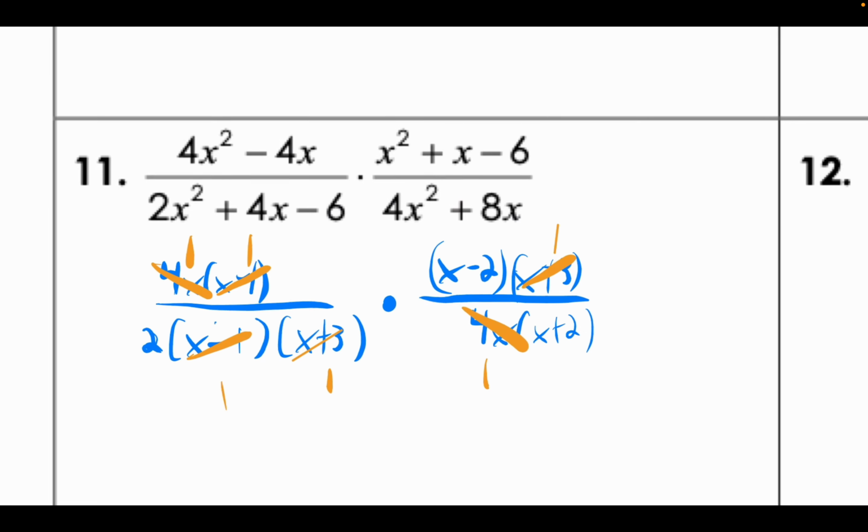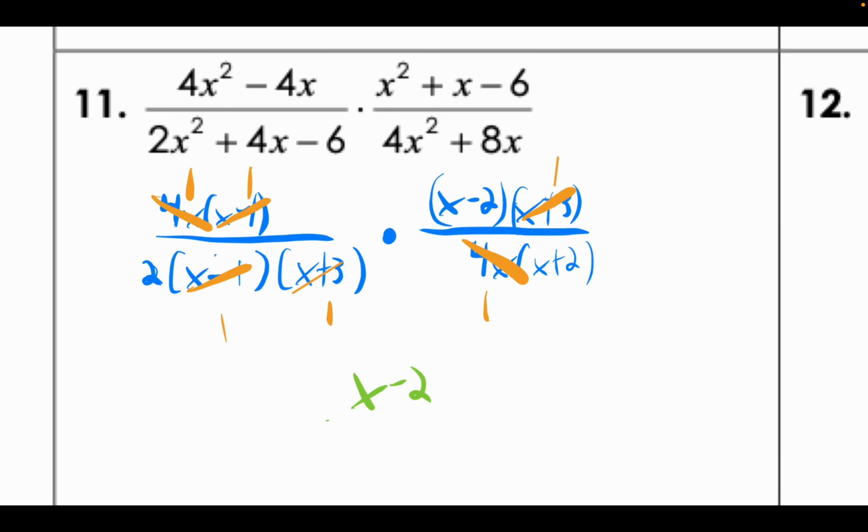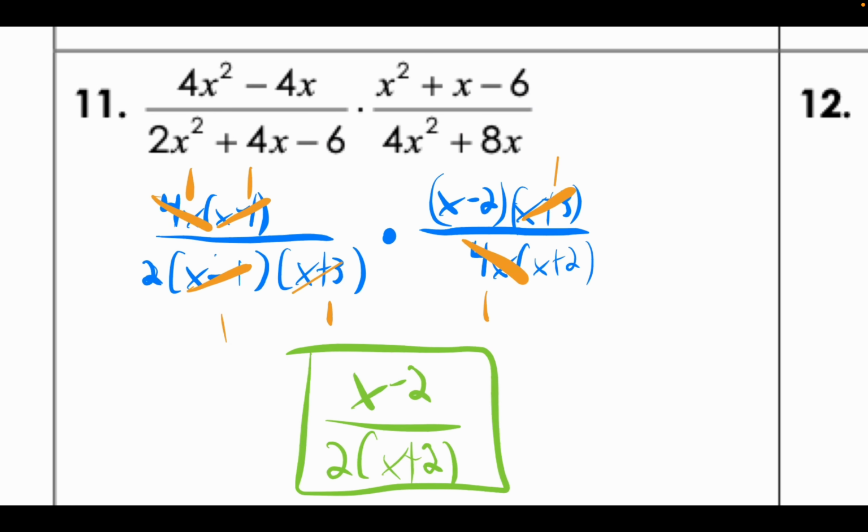And so now I have on the top x minus 2, on the bottom 2 times x plus 2, which, as I mentioned before, we could distribute this 2 back in, but it's far from necessary, and I just prefer personally leaving it like this. But distributing that 2 back in is not wrong.